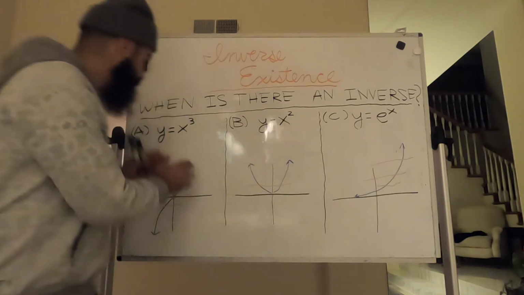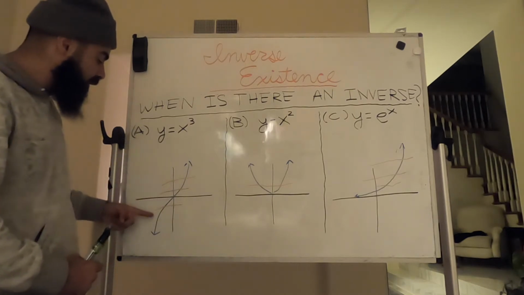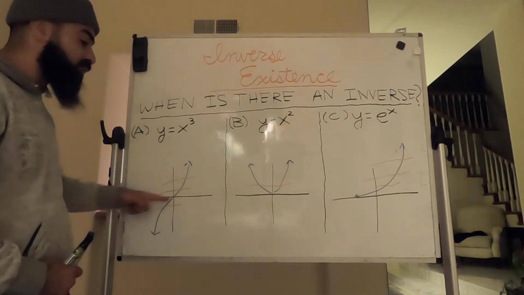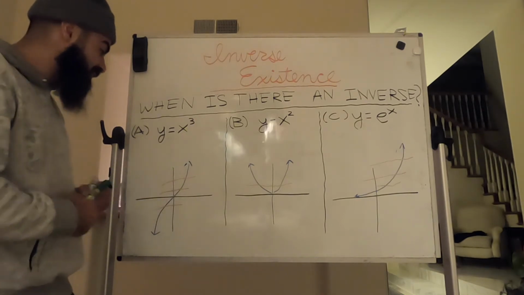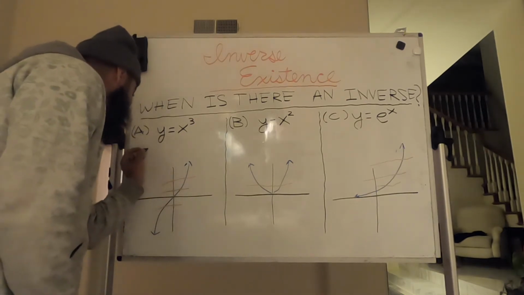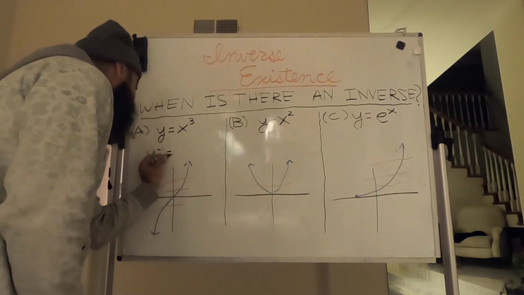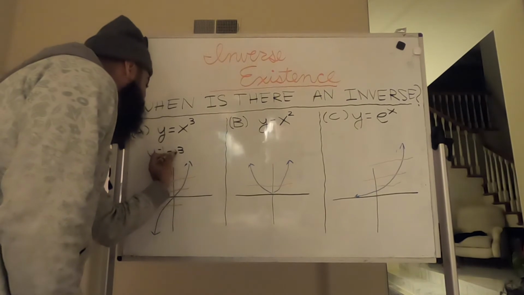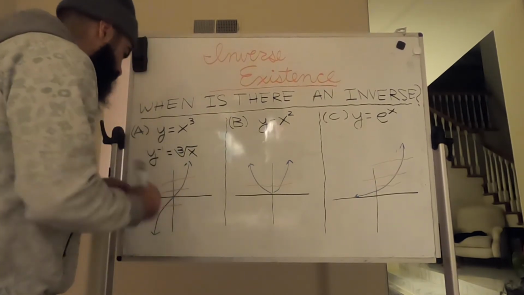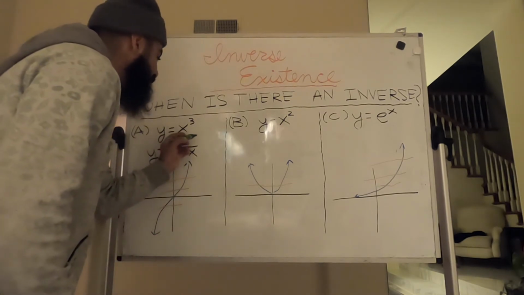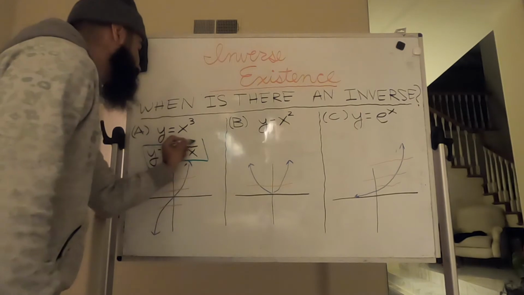For example, y equals x cubed. Any of these orange lines right here cross my graph only once. So that means this guy has an inverse, and its inverse happens to be the cube root. So the inverse is going to be y equals the cube root of x. That is the inverse for this guy, and he is a one-to-one function, the x cubed function.